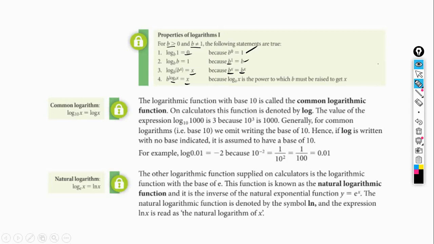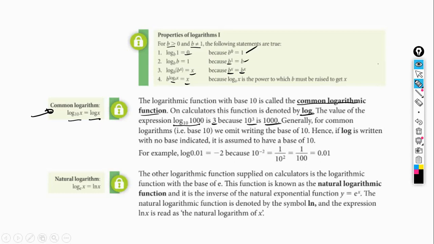On the other hand, we have a couple of interesting definitions here. First of all, we have the common logarithm, and that has to do with log base 10. Now, log base 10 is used so frequently that we normally don't write the base. So log base 10 of x is written as log of x. So the logarithmic function with base 10 is called the common logarithmic function, and you will find it on your calculator denoted by log. The value of the expression log base 10 of 1,000 is 3, because 10 to the power of 3 is 1,000.